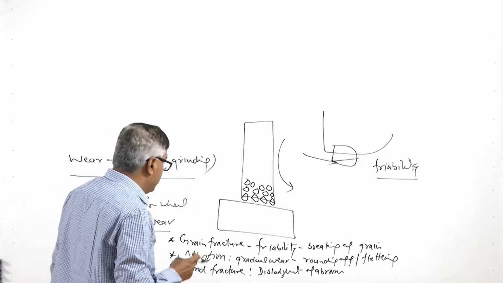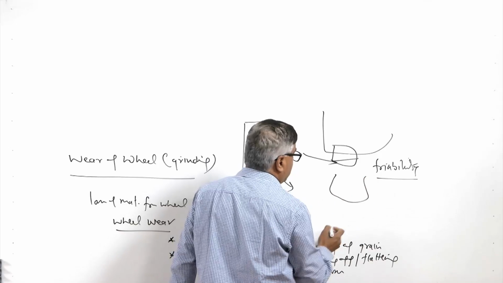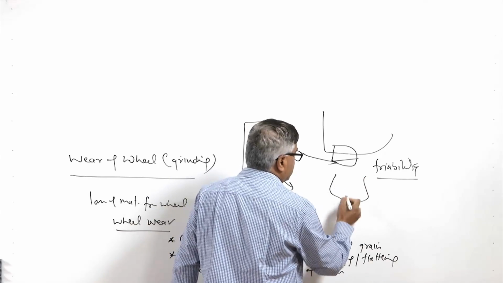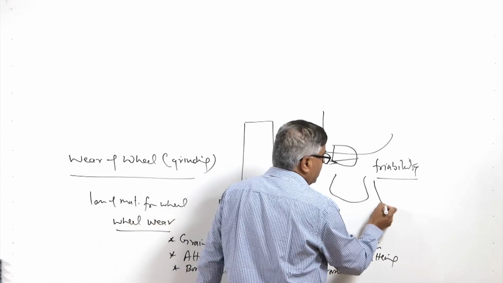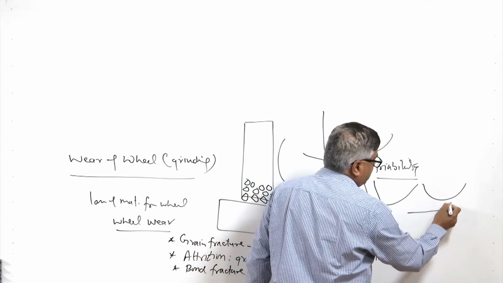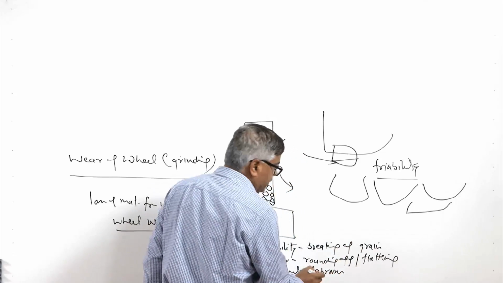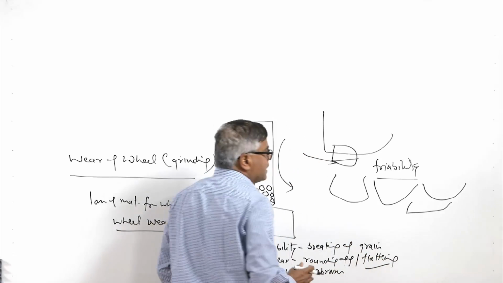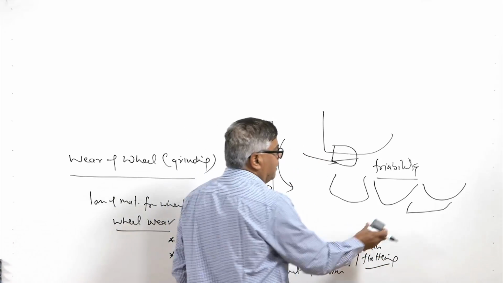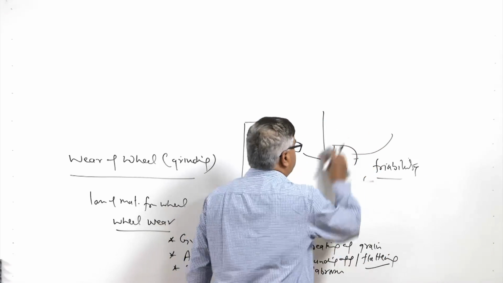In attrition, the grains which are sharp gradually wear out and get rounded off, or they get flattened in this way. In both these cases, whether rounding off or flattening is taking place, the ability to cut, the ability to shear off the material from the workpiece, gets reduced.